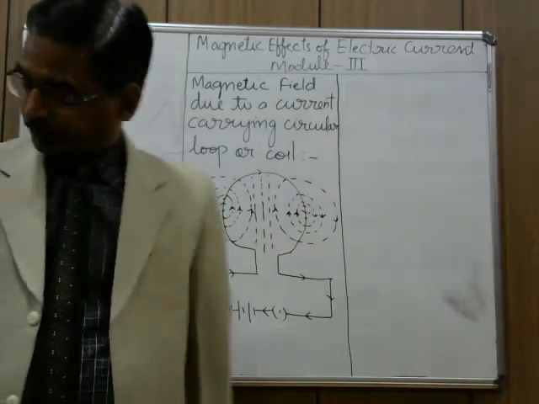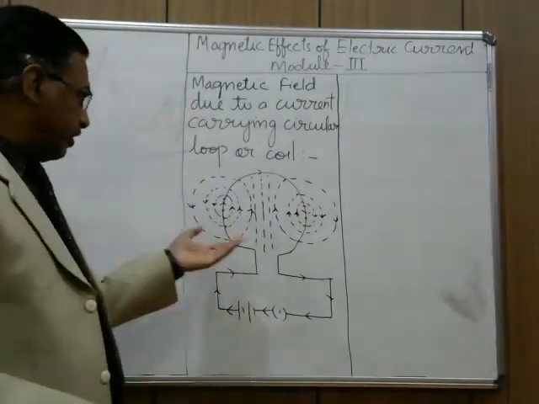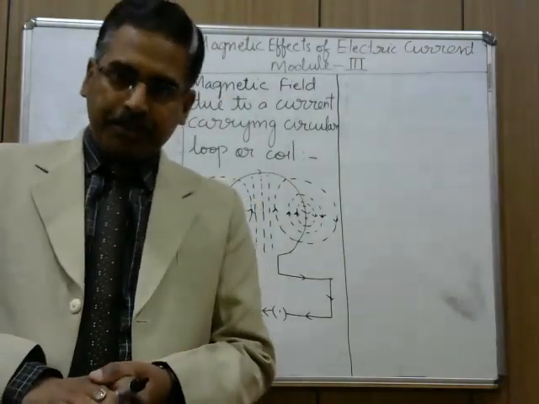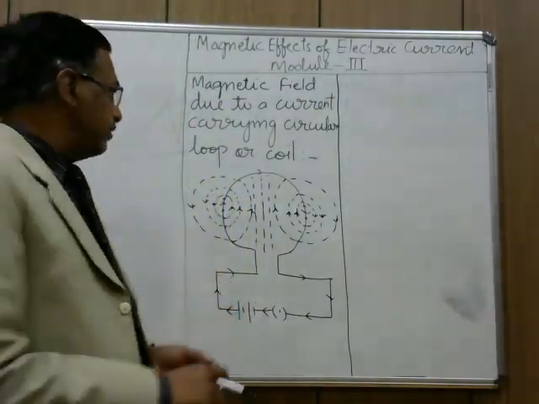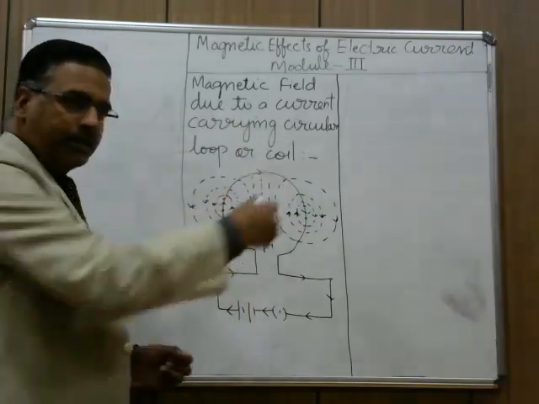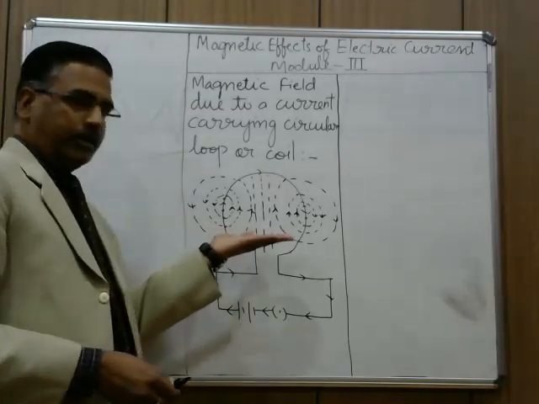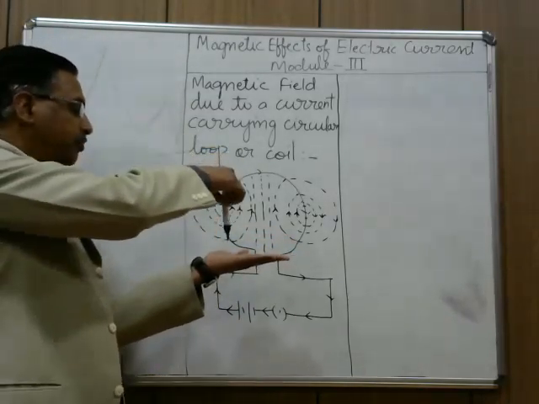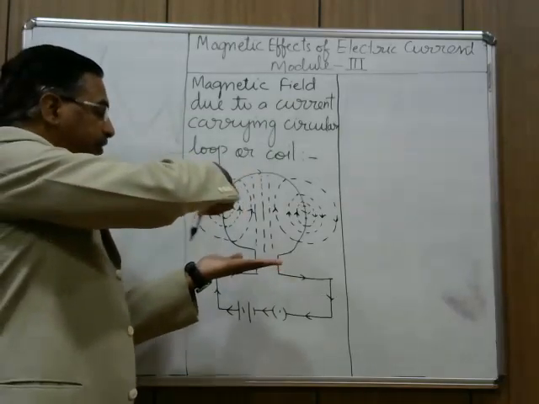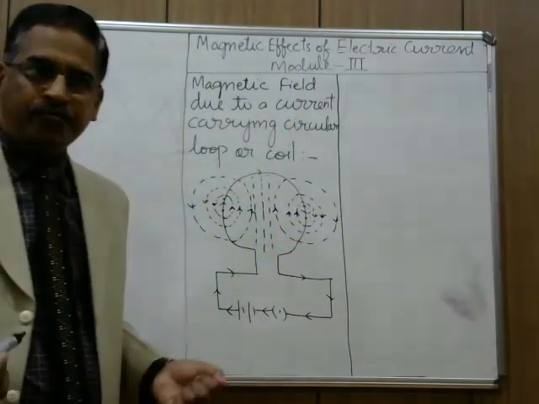Now, this is the pattern of magnetic lines of force. As I told you earlier also, magnetic lines of force are in a plane perpendicular to the plane of the circular coil. Suppose the circular coil is in the plane of this board, then magnetic lines of force will be in a plane perpendicular to this. Means suppose this is the conductor, then magnetic lines of force are like this. Here anti-clockwise and on this side clockwise.